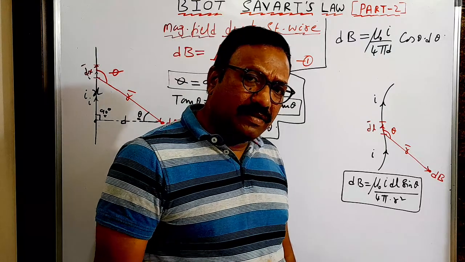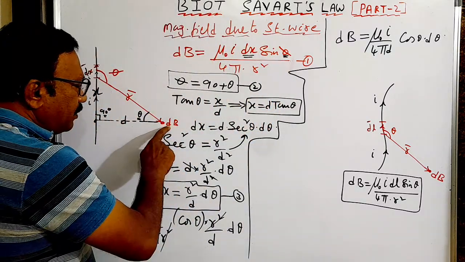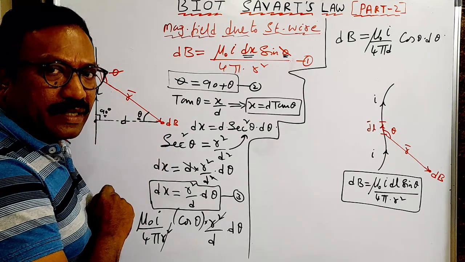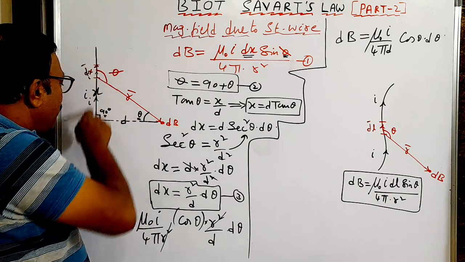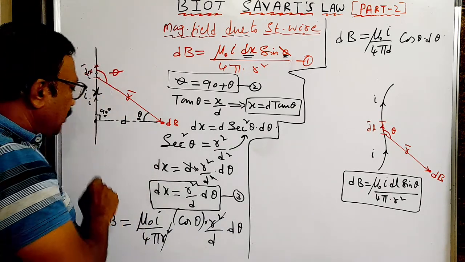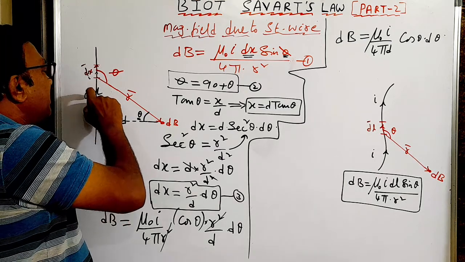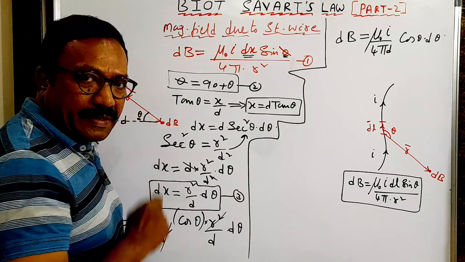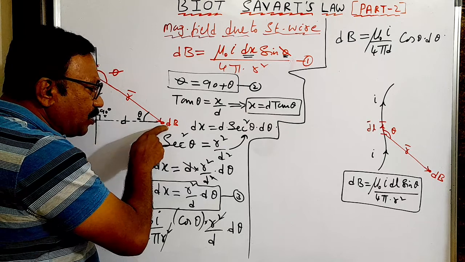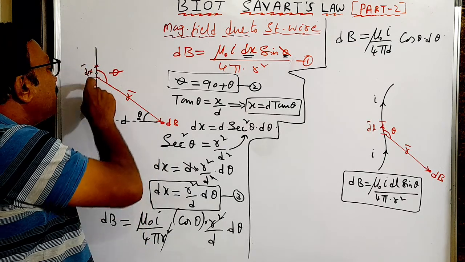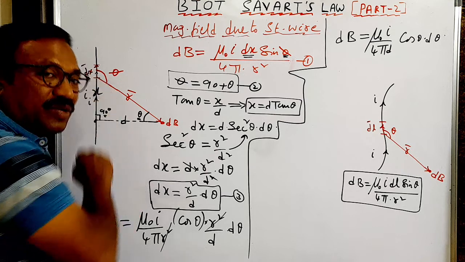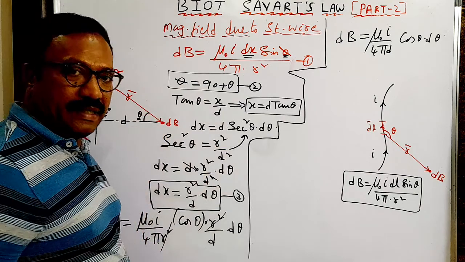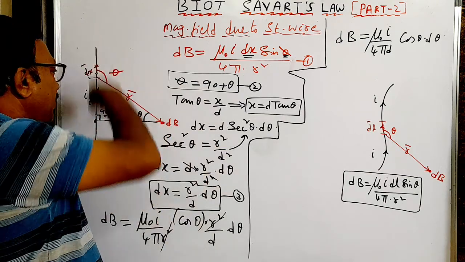Why do we integrate? I'll tell you. This dB is a magnetic field due to the element dx, current element. But I want magnetic field due to this total conductor. So there are so many dx elements you can consider here throughout the wire. Each dx will contribute its magnetic field there. So if you want a total magnetic field, I have to sum up all the magnetic fields produced by the elements dx throughout the wire. So therefore I have to integrate. Summing up means here integrating dB, I will get the B, which is total magnetic field due to this wire.